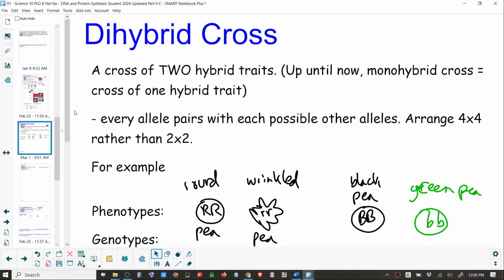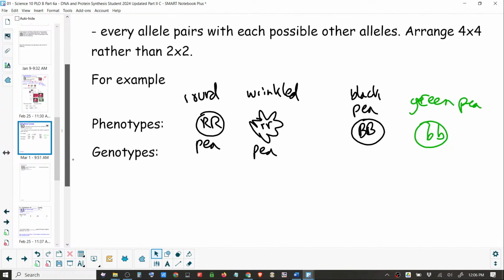Okay. Two hybrid traits. We're going to look at peas again so we don't have to do incest with kittens anymore. We're going to do incest with peas. First, we have a round pea. Round is capital R, so that's the dominant trait. And then we have a wrinkled pea. So this is what you'd have if you had a true breeding version. So this is a recessive trait. It is a wrinkled pea.